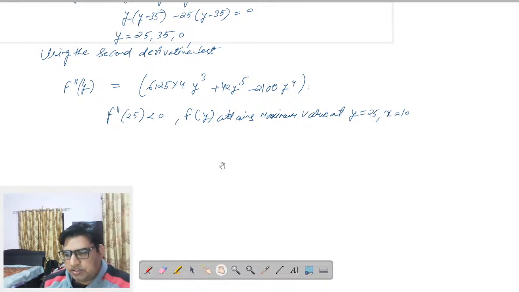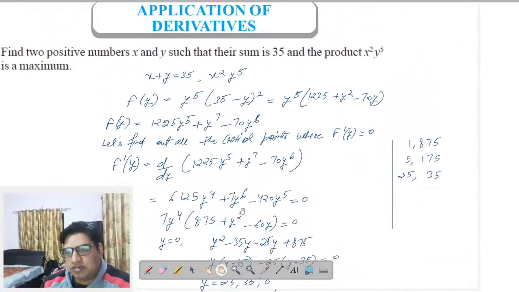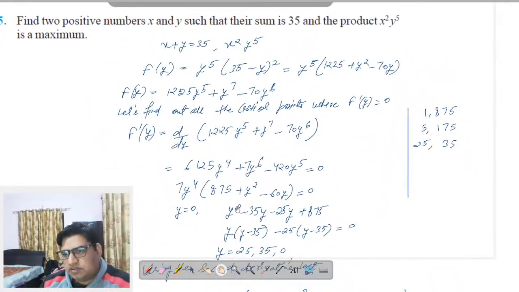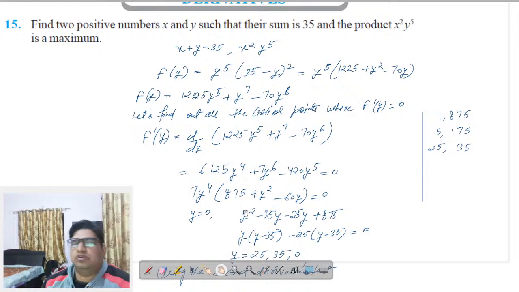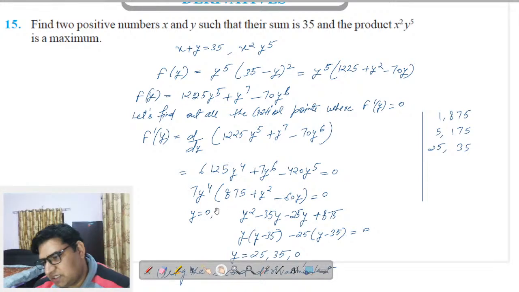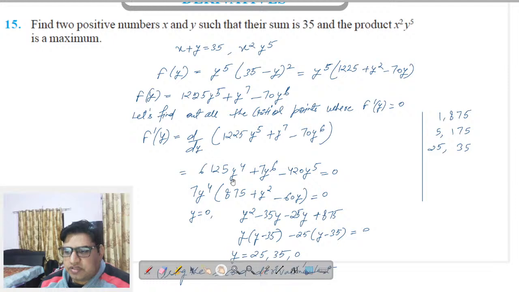ठीक है, so this is how we can try to solve. This is a bit cumbersome problem because it will involve lots of calculations. Not difficult, I think it will involve lots of calculations. So guys, you can try to solve this type of question as well.